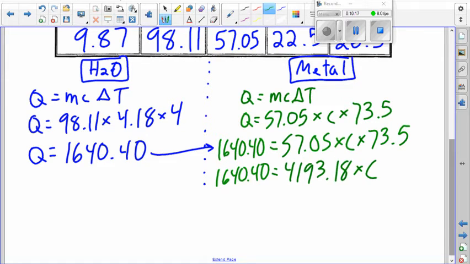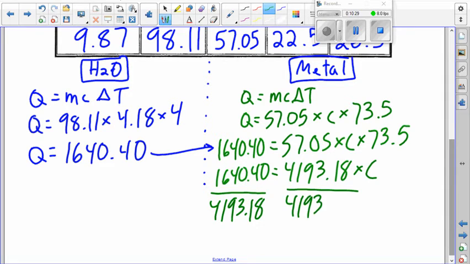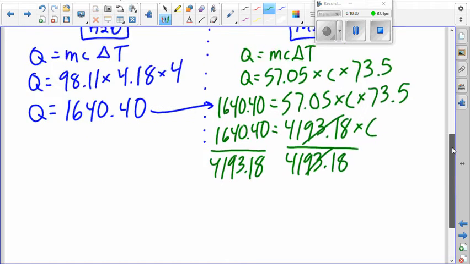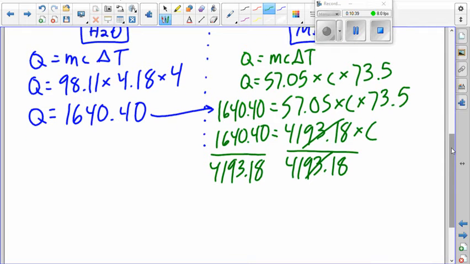What do I need to do to both sides to get my C? Correct. I'm just really writing this whole thing out. It's a little obnoxious, but I want to make sure no one has any confusion on exactly what I'm doing every step of the way. This will cancel out with this. So what does that come out to be? 1640.40 divided by 4193.18 is what?